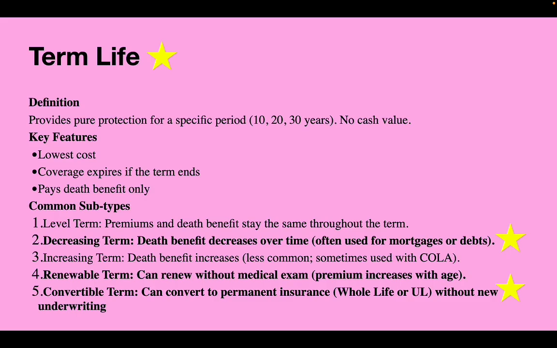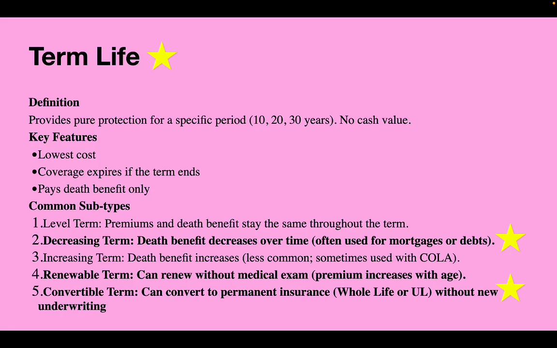Level term keeps both the premiums and death benefit constant throughout the period. Decreasing term gradually reduces the death benefit, often used for paying off mortgages or debts. Increasing term gradually increases the benefit, sometimes tied to a cost of living adjustment.